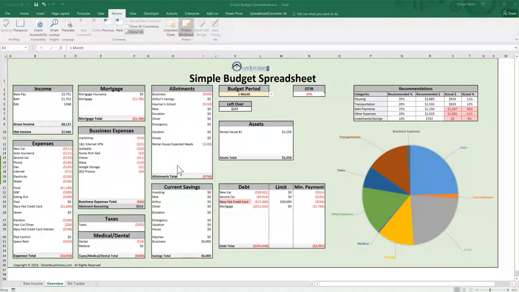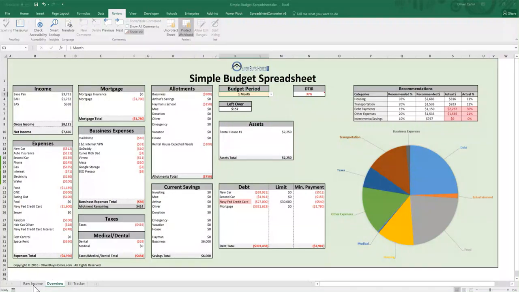So what you're looking at right here is the dashboard. This is where, if you're using this, you're going to be spending most of your time, because this gives you kind of a bird's eye view of everything going on financially for you in your life. Now, let's go ahead and dig in a little bit and see how this thing works.